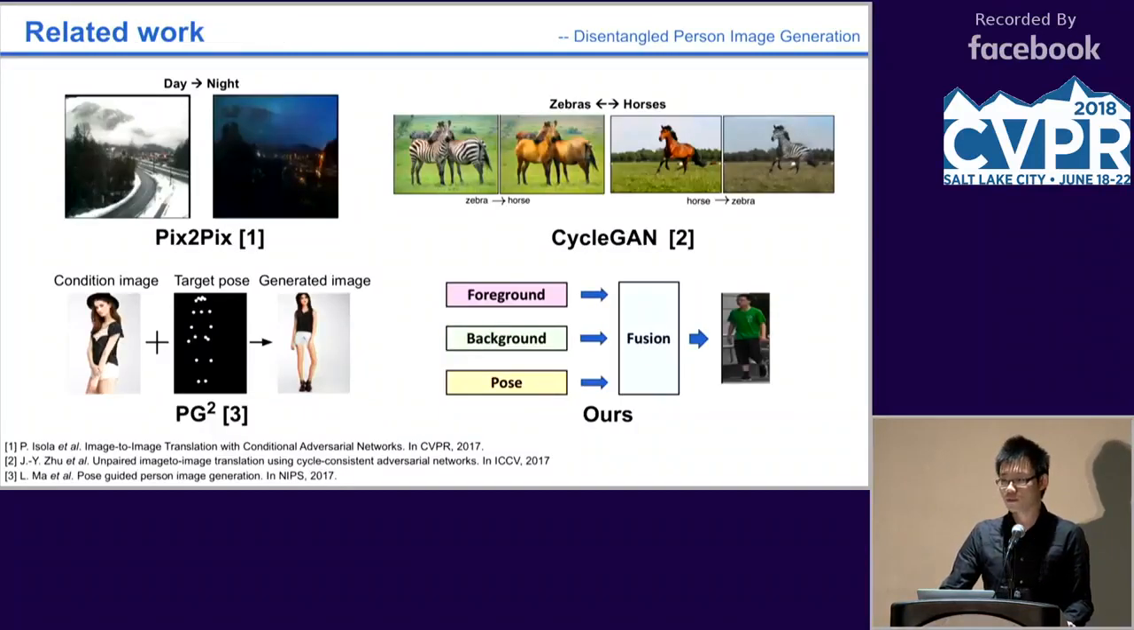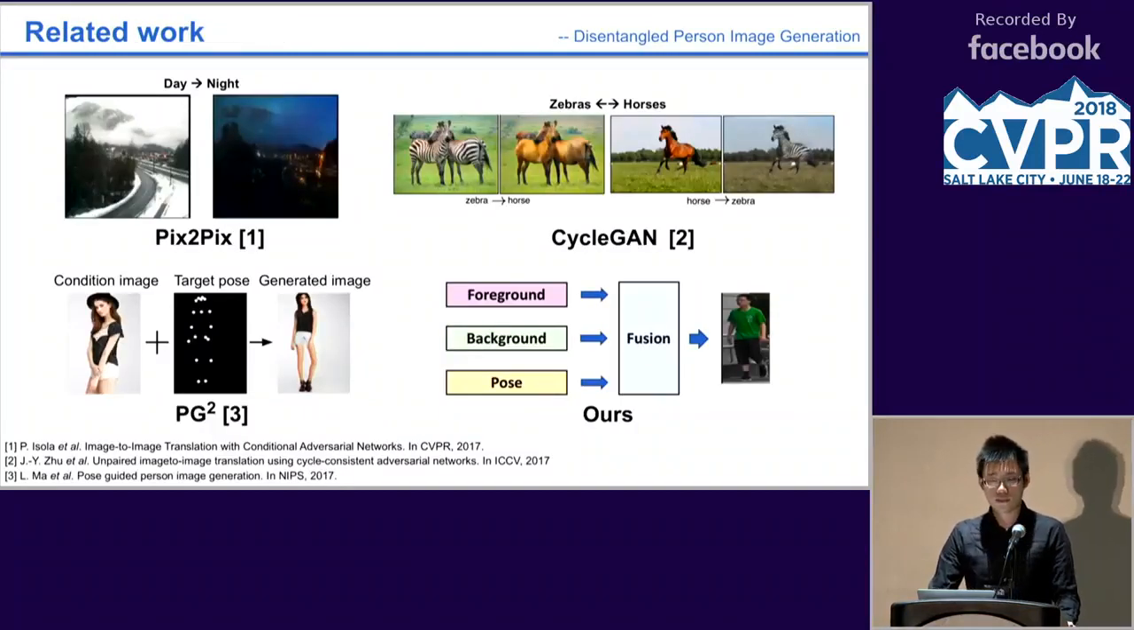The previous pix2pix paper deals with the image-to-image translation problem with the conditional GAN, and then CycleGAN extends it into an unsupervised method with a cycle consistency constraint. Both of them focus on appearance transfer. Then the PG square network provides the explicit body structure transfer for person images. It is learned in a supervised way. We propose a framework for both appearance and structure transfer, and our model can be learned in a self-supervised way.